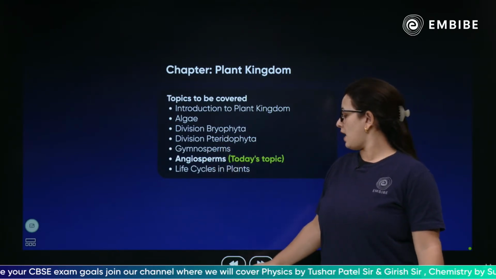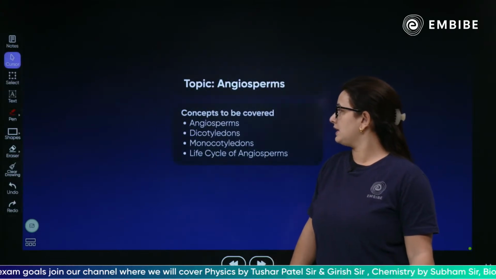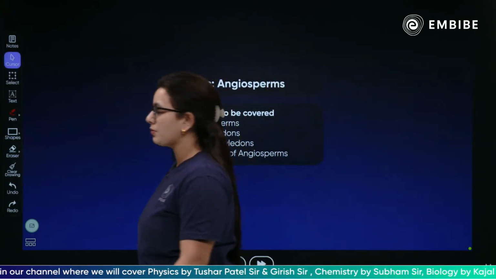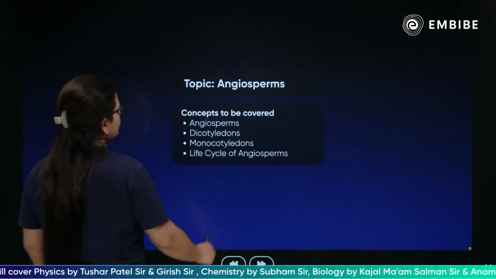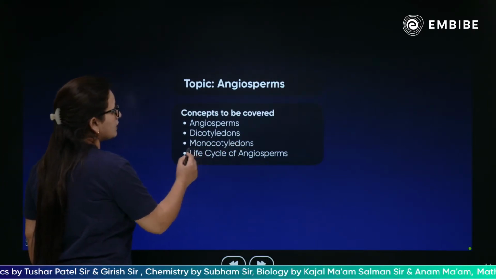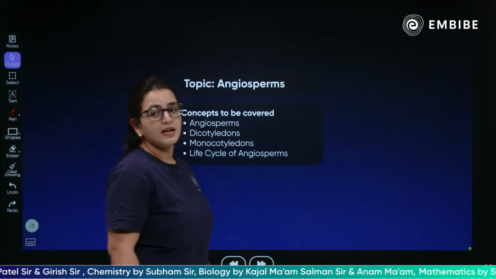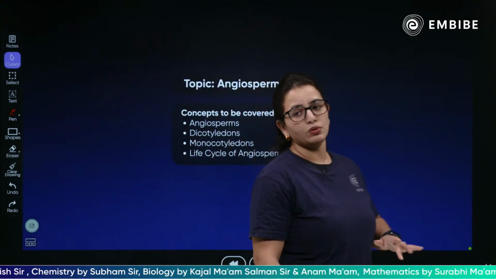In this topic the whole concept will be related to angiosperms, what are dicots, what are monocots, and the life cycle of angiosperms. Everything will be related to these only.